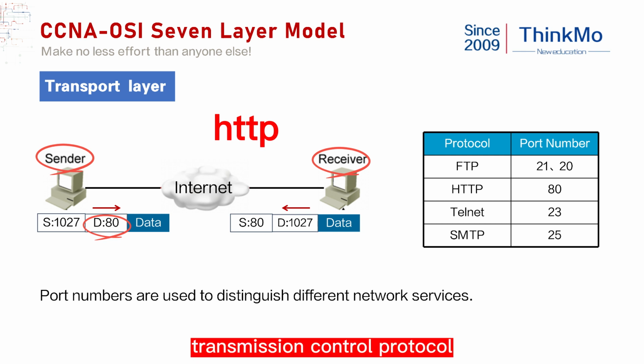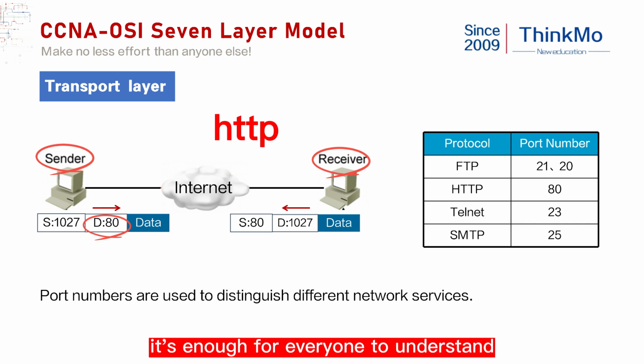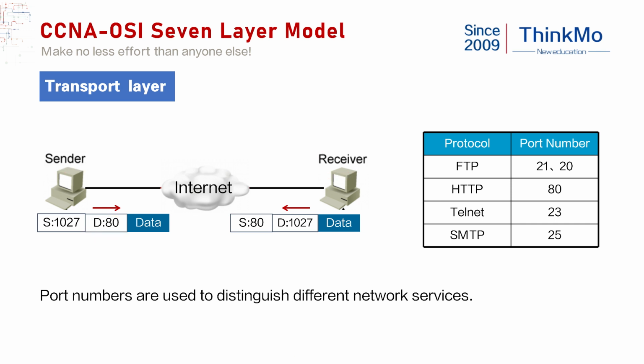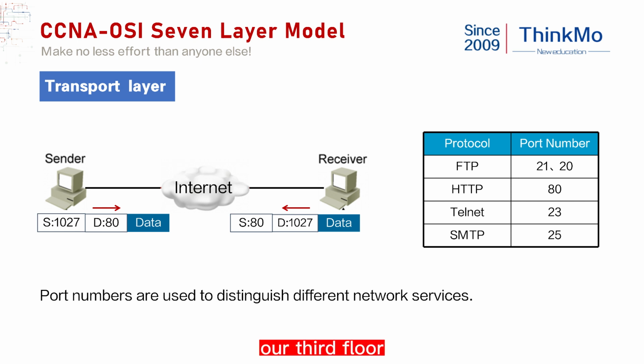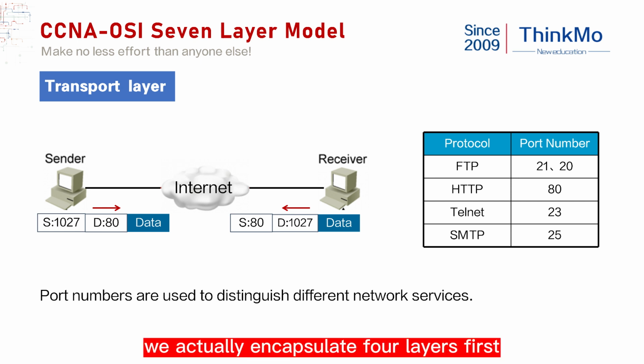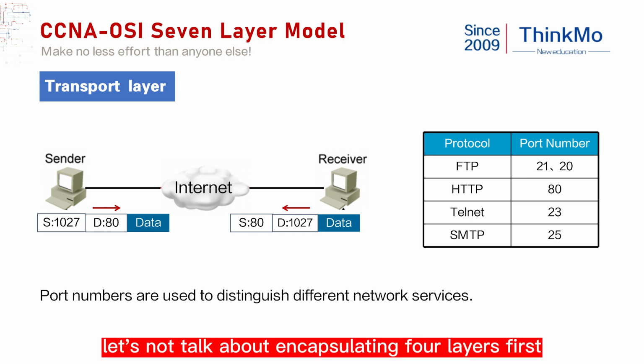Transmission Control Protocol is an overall big protocol framework, and our HTTP protocol is one of them. We say that with the help of such a protocol framework, we generate an agreement using port 80. It's enough for everyone to understand that. That is, for the transport layer, when we encapsulate data in the future, we actually encapsulate layer 4 first.